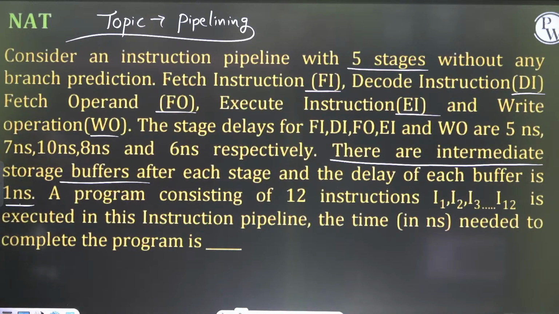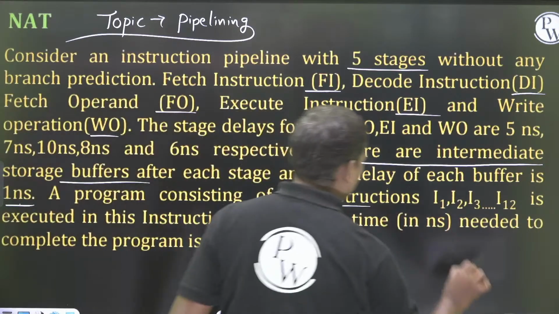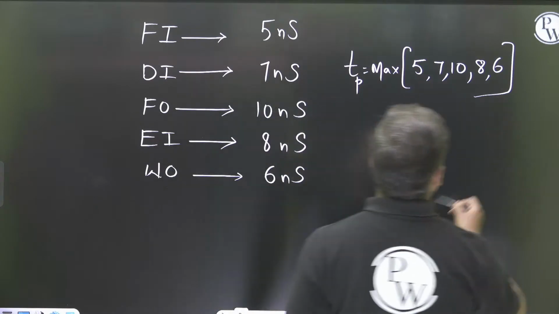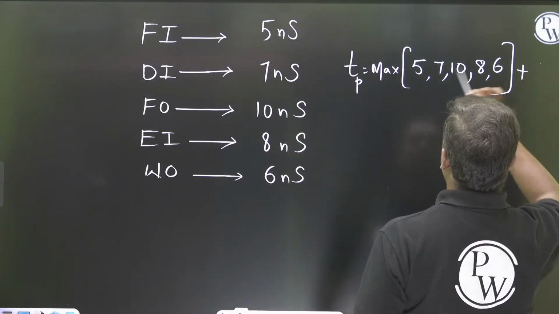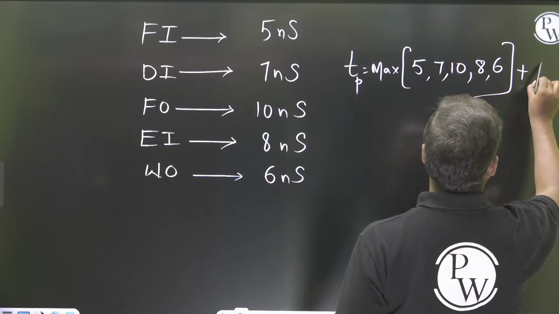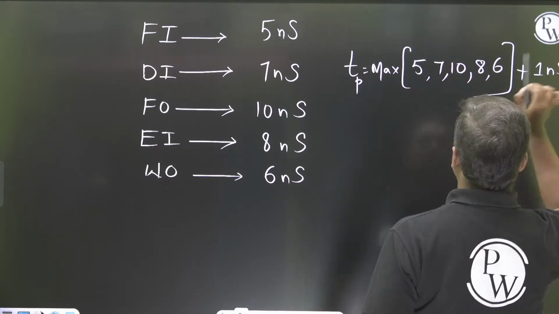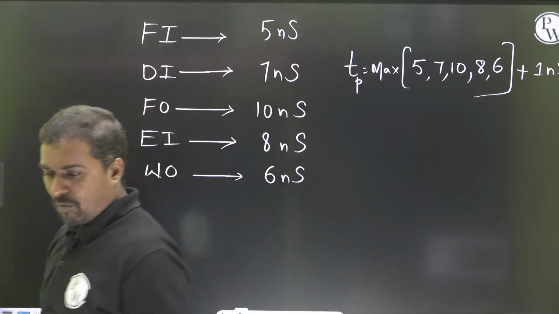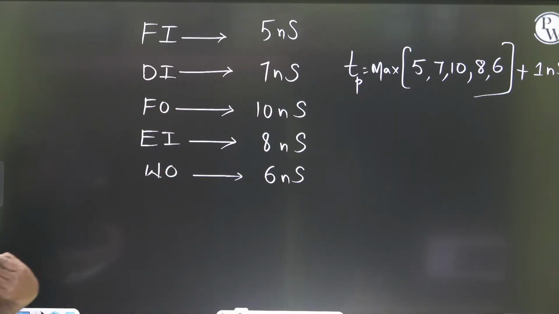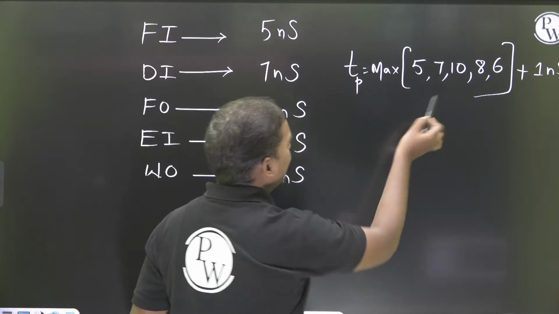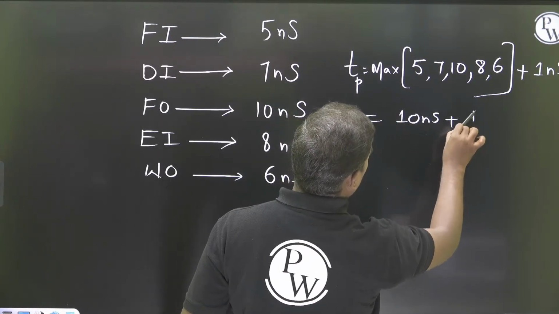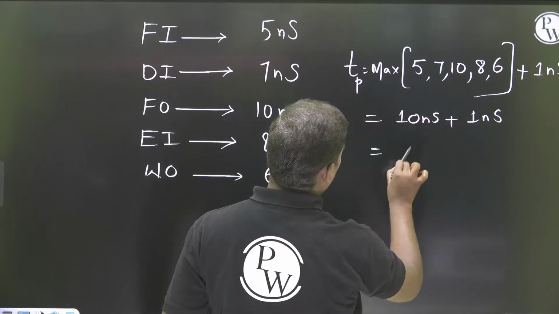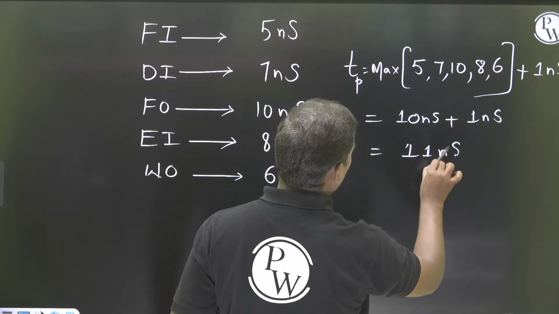That means there is a 1 nanosecond delay. A program consists of 12 instructions, so that's okay. And there is one extra. If you take the maximum for every operation, there is one extra. That means one delay of how much? 1 nanosecond, am I right or not? We have to take that one also into consideration now. Yes, a 1 nanosecond delay is there. So this will be 10 nanoseconds and this will be 1 nanosecond. So altogether how much? 11 nanoseconds, we got it.